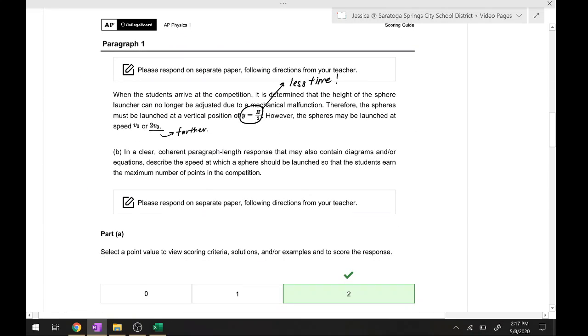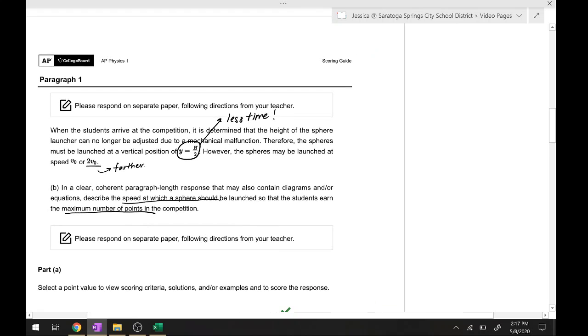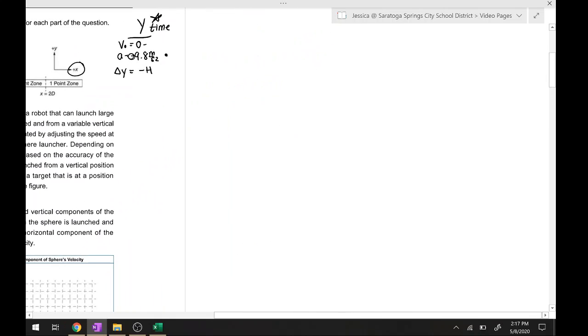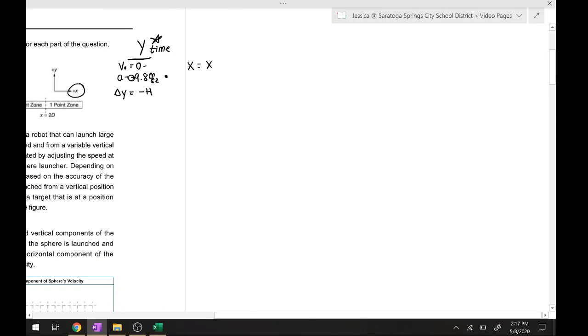Now remember, this is a competition, and we want to get as many points as possible. So in a clear, coherent paragraph that can also include diagrams and equations, describe the speed at which the sphere should be launched so that the student earns the maximum number of points. Okay. Now, for an object that's in free fall, the time of flight from the position versus time equation, with x equals v0 t plus 1/2 a t squared, where these are all 0, ends up being 2x over a. Or in this case, 2h over g.